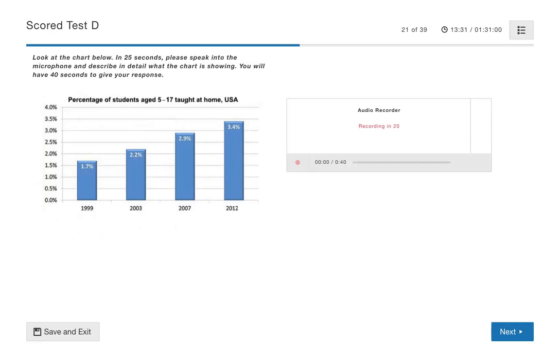Percentage of students aged from 5 to 17 taught at home in USA from 1999 to 2012.